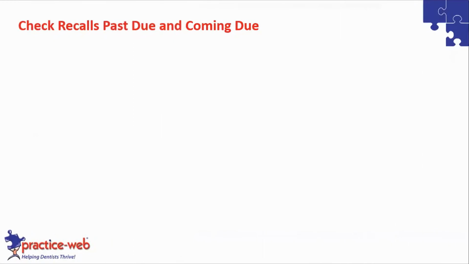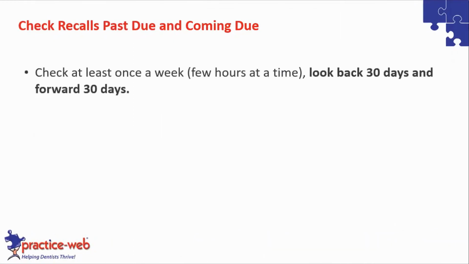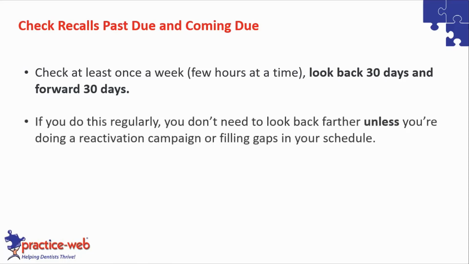So how do we do this? What is the actual strategy? I would say check at least once a week. Check that recall list, which I'm going to point out. And this can maybe take a few hours at a time, depending on how your list looks. But do this once a week, and it's going to be very productive for you. Look back 30 days, look forward 30 days, and figure out what needs to be addressed.